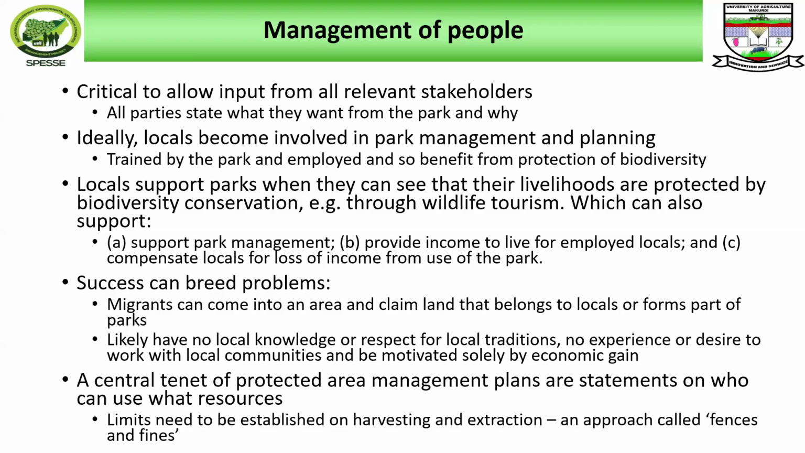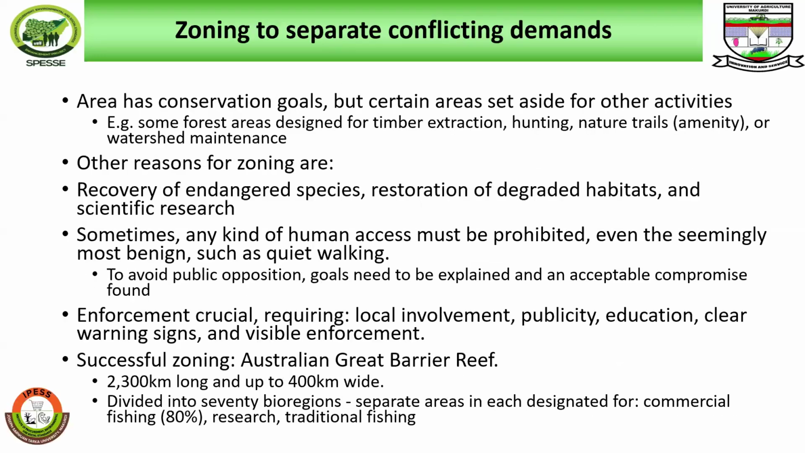The central tenets of protected area management plans are statements on who can use what resources. In communities where hunting is most important to them, you can create an area and say, okay, these are the areas where this activity is allowed. If it is a community where grazing is important, you can create an area and say, okay, if you go across that area, you will be fined. And then there has to be an enforcement of that.